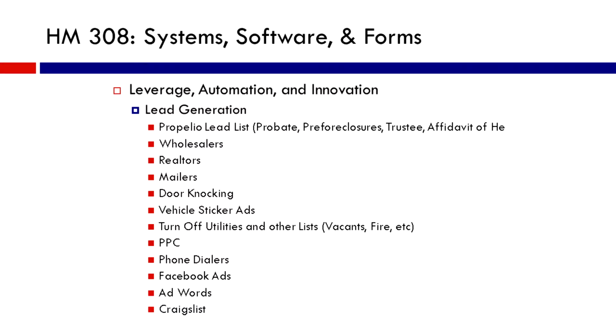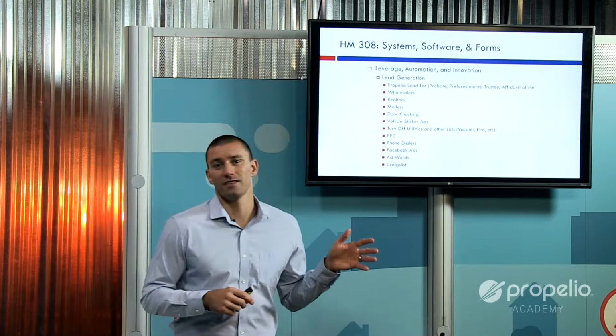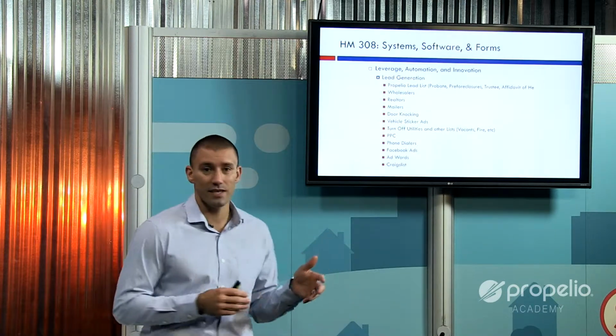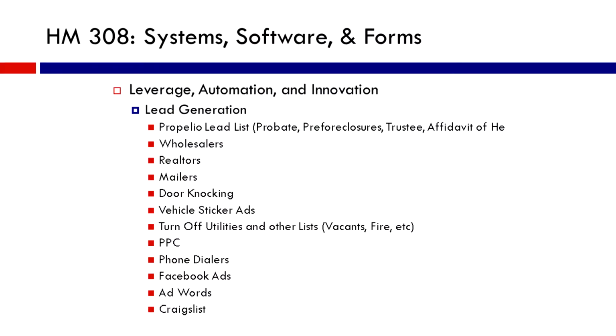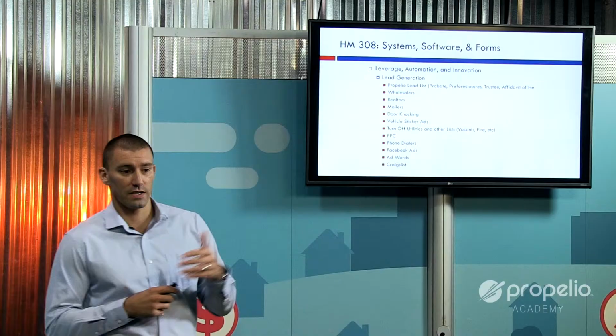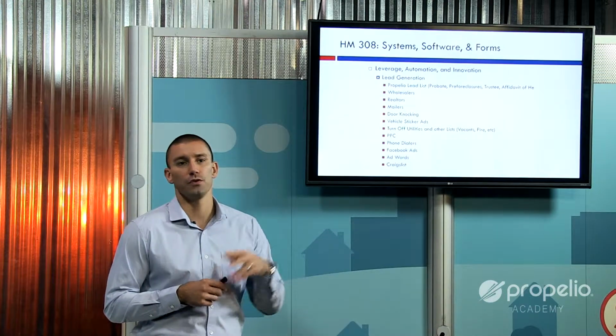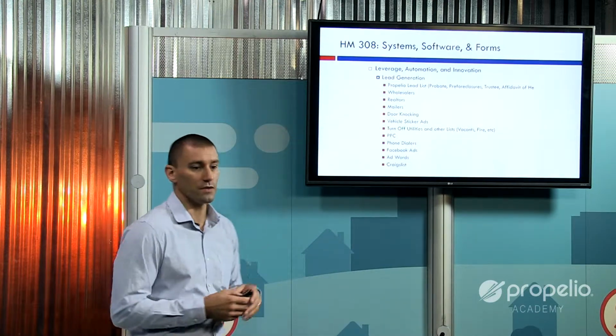Lead generation. Here is a quick list of where you can get access to leads in today's market. 1, Propelio lead list. It is a phenomenal source of probates, pre-foreclosures, trustees, affidavits of heirship. The list is updated daily, and you can use some of the strategies that the guys over at Propelio teach to get deals before other people. 2, wholesalers. You can use wholesalers as your lead generation strategy. You can have people that preview your emails for you to weed out the bad deals and send you the good ones. You've got realtors, you got mailers, you got door knocking.